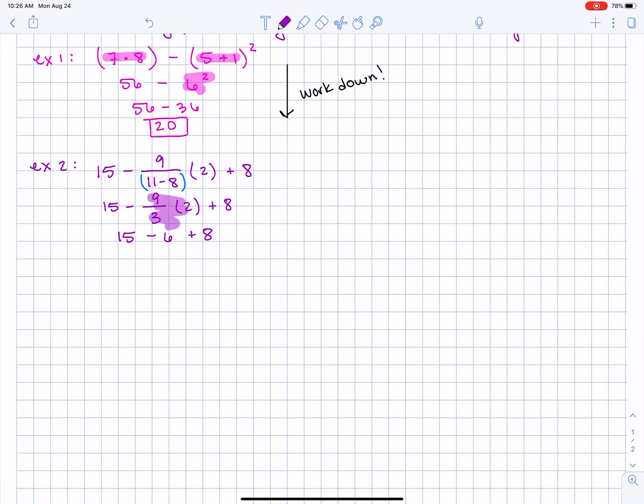Now I have addition and subtraction. We're going to work from left to right. So we have 15 minus 6, that's 9, plus 8 is 17. Final answer. I always like to box it to make sure it's nice and clear.